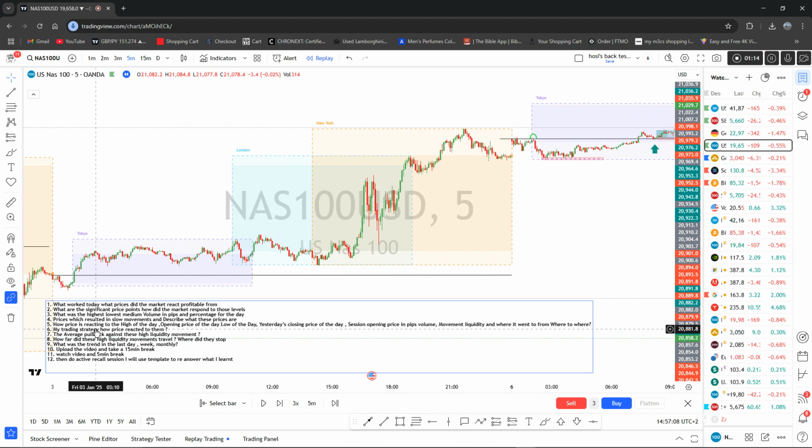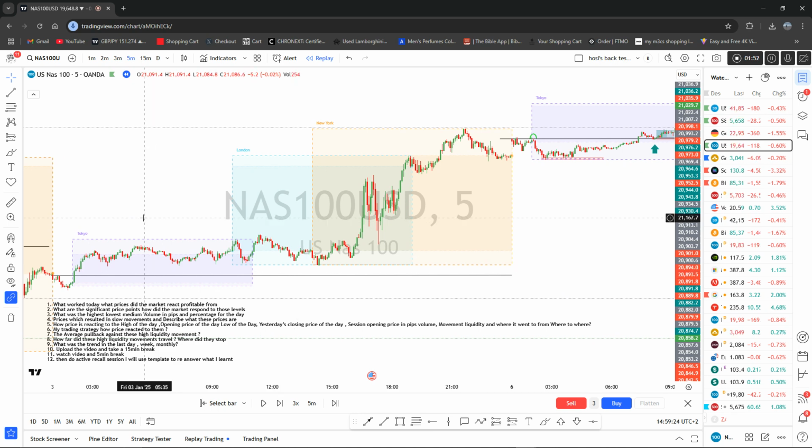And how my current trading strategy comes into play on this day, and what was the average pullback against these liquidity movements, and how far did the liquidity movements travel, and where did they stop? What was the trend of the day as well? In fact, what was the weekly trend? So let's find out those things and many other things we'll learn.